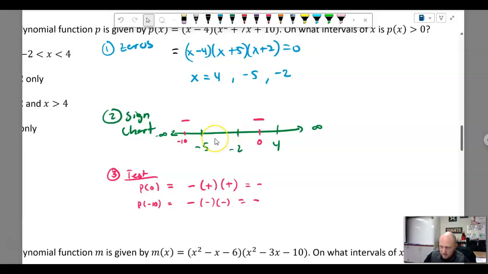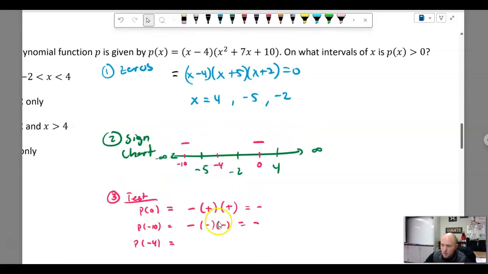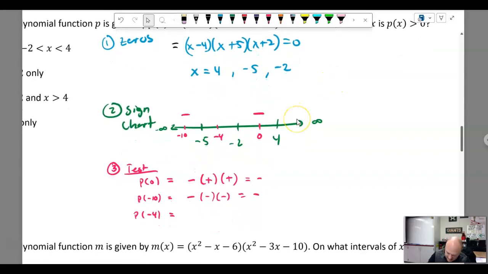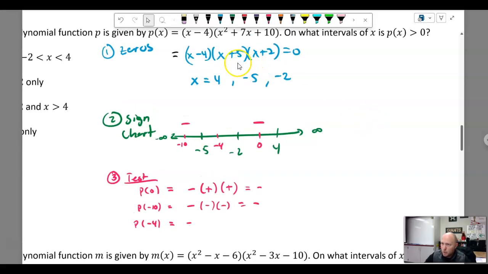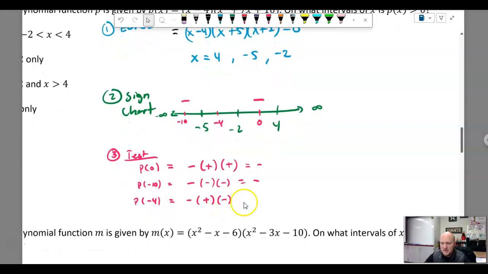Okay, next, what am I going to choose? How about -4? It's got to be on this interval. Let's go with -4. So P of -4, what is this? Well, -4 minus 4, that's negative. -4 plus 5, hey, that's positive. -4 plus 2, that's negative. So what do I got here? 2 negatives and a positive, that's going to be positive. So this interval is positive.